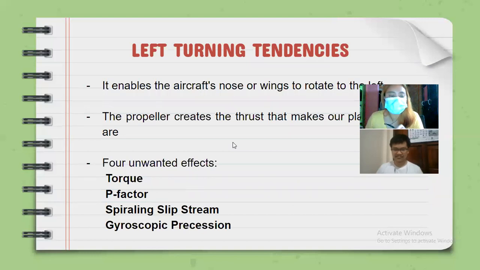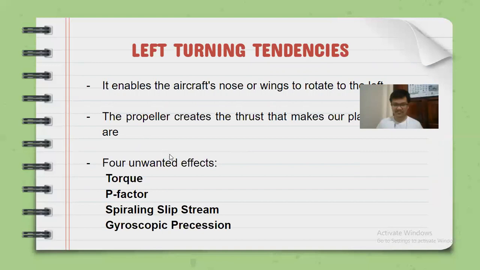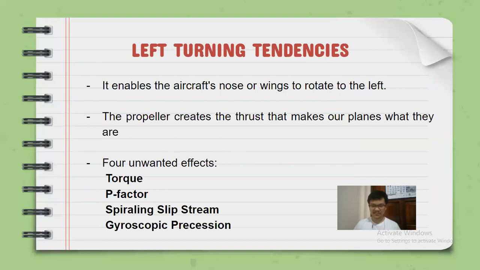Left turning tendency, in a single engine propeller driven aircraft, causes an aircraft's nose or wings to rotate to the left. Also, the propeller creates a thrust that makes the planes what they are in the sky. So we have four unwanted effects: torque, P-factor, spiral slipstream, and gyroscopic precession.